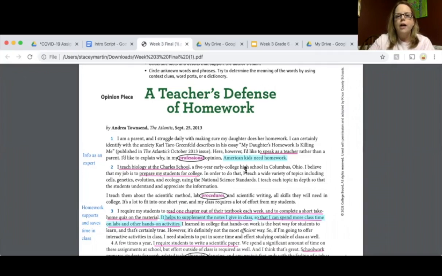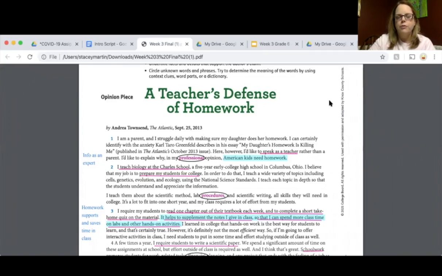In order to do that, I teach a wide variety of topics, including cells, genetics, evolution, and ecology using the national science standards. I teach each topic in depth so that the students understand and appreciate the information.